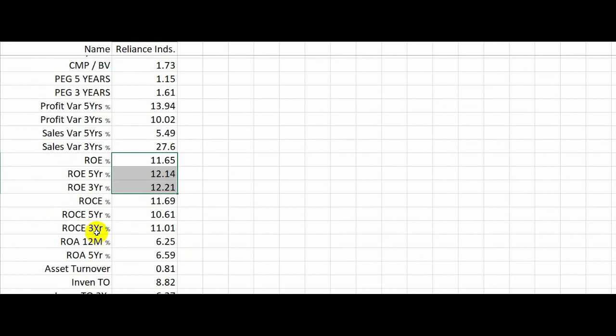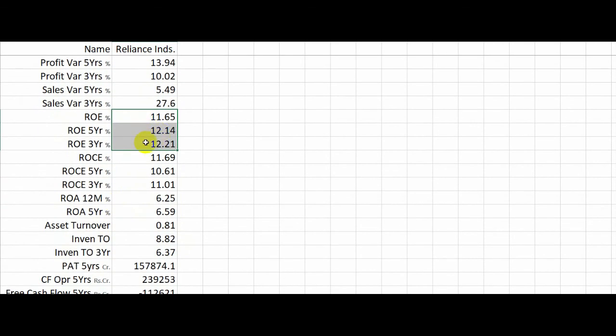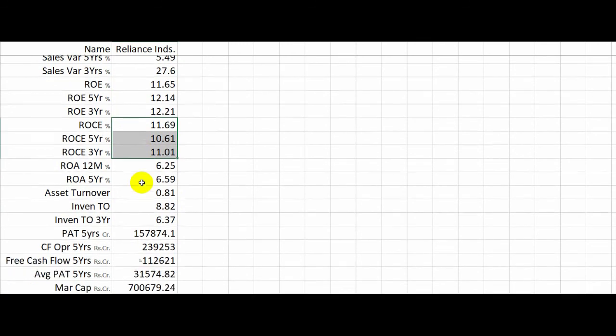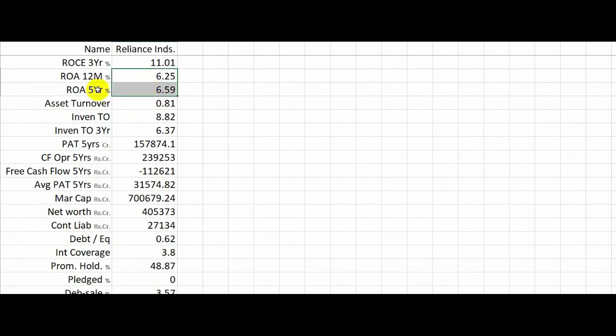Return on equity is slightly below its 5 and 3 years average of 12%. ROCE is very nearby to its average of around 10 to 11%. Return on assets is very nearby to its 5 years average. This is the recent 12 months return on assets value. The amount of sales done against the assets is very nearby at 0.81 times. That is, the sales was slightly less than the assets employed into the business.